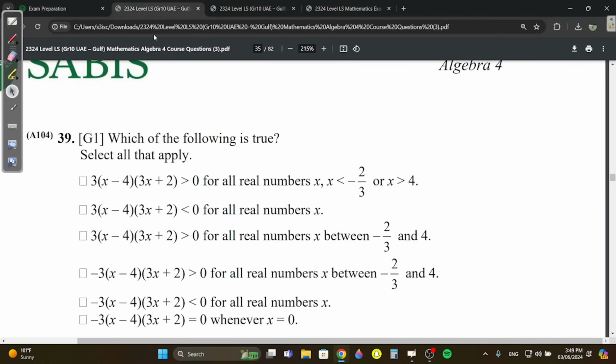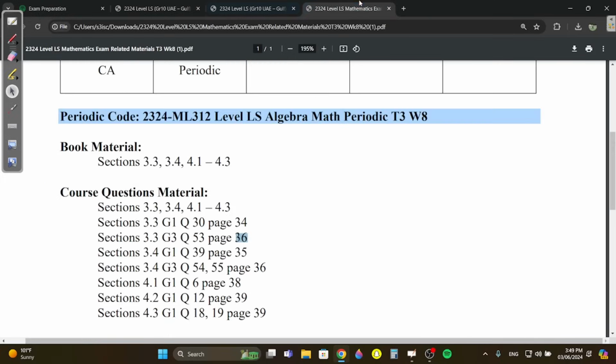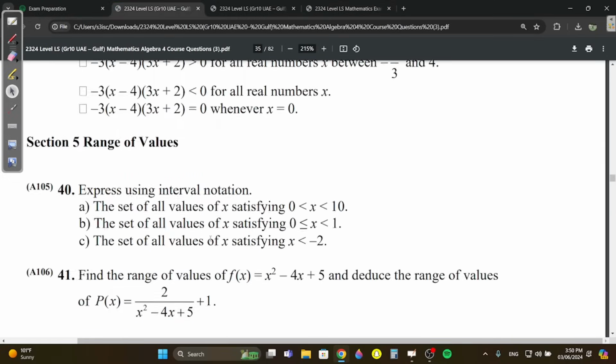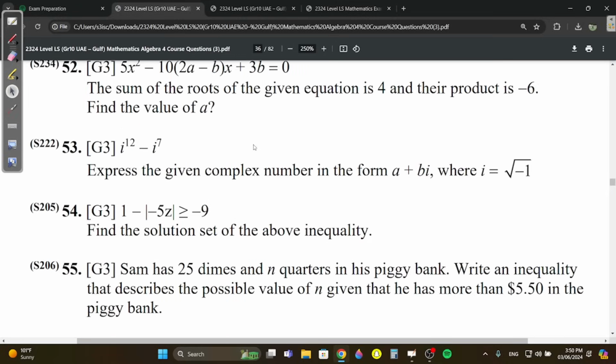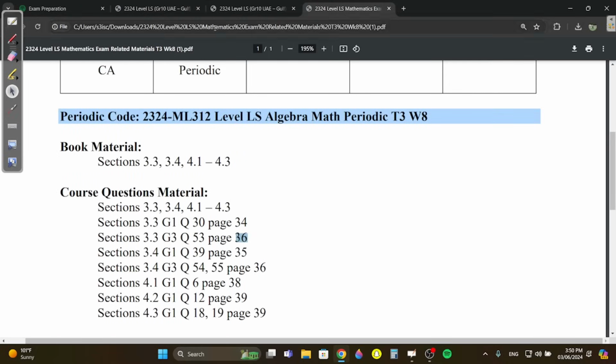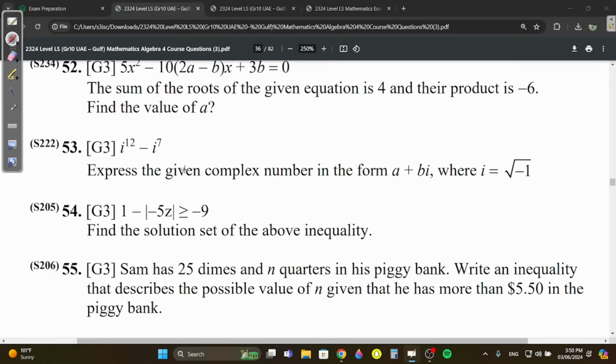Question 39. I'm going to skip question 39 because it was in the quiz, so no need. Next, question 53, page 36. I think 54 and 55 are also included. Yeah, 53, 54, 55.